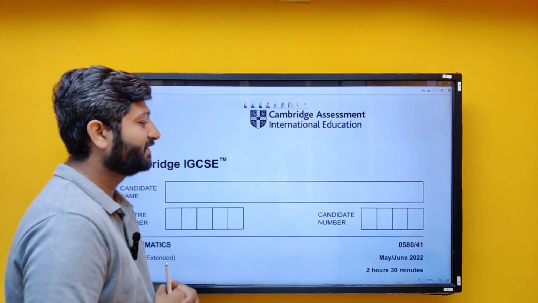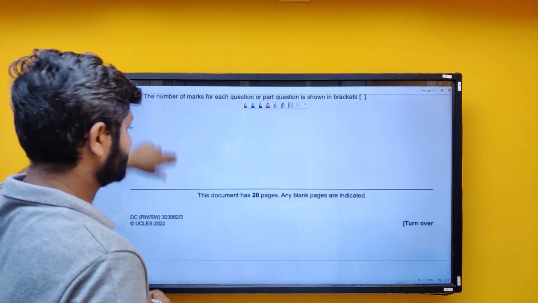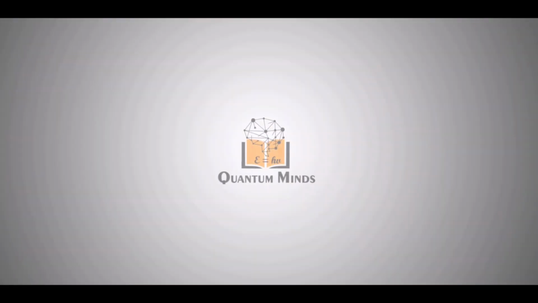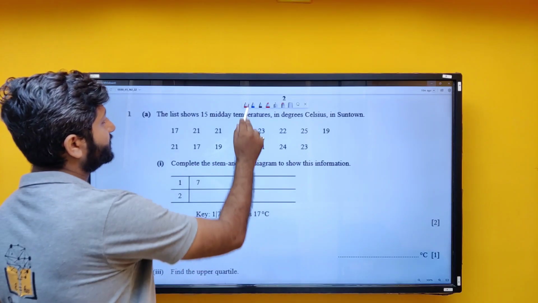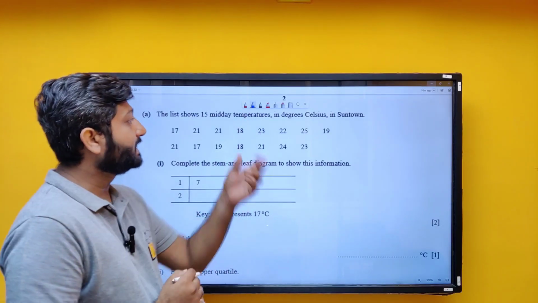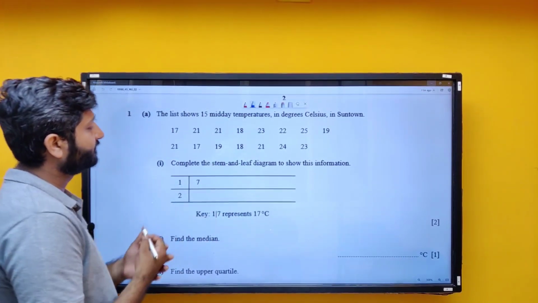Today we are going to solve 058041MJ22. Let's get started with the first question. The list shows 15 midday temperatures in degrees Celsius in Suntown. Complete the stem and leaf diagram to show this information.